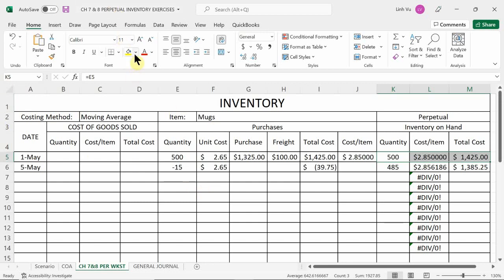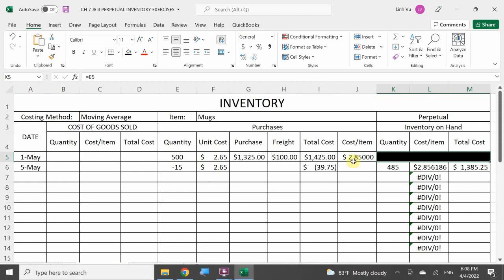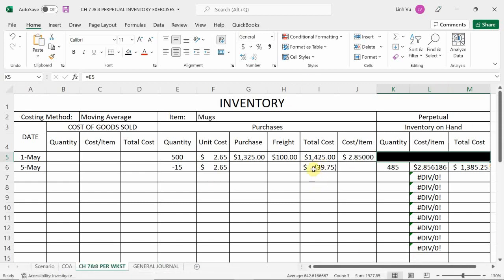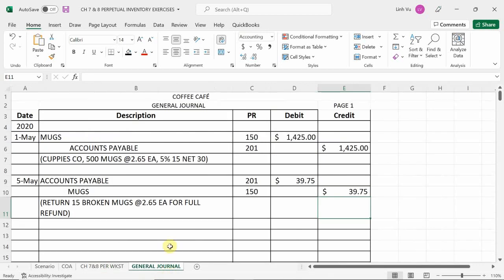So in this case, with the moving average, I like to block this amount off so I no longer need to look at it or use it anymore. So there you go. I have my refund for $39.75, which is right here.